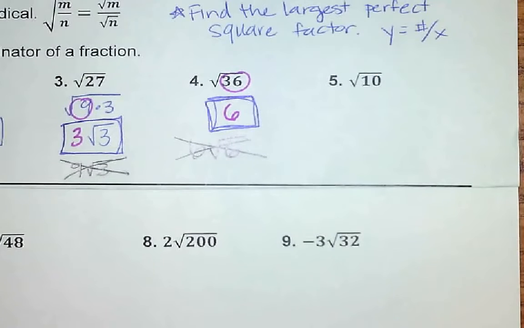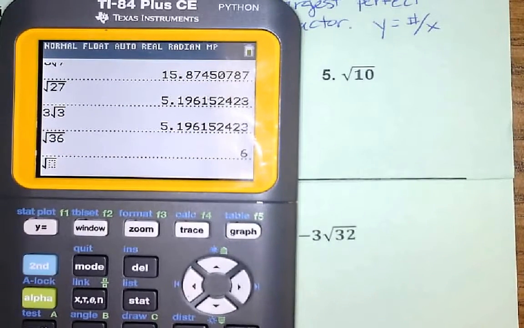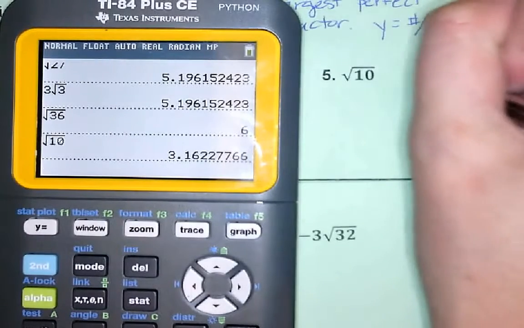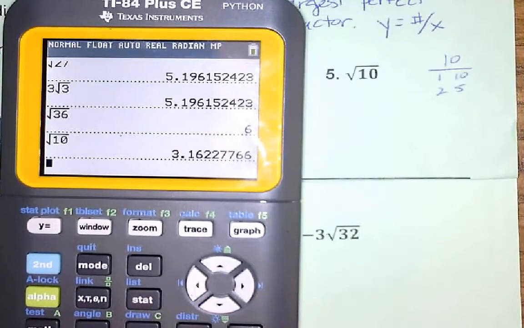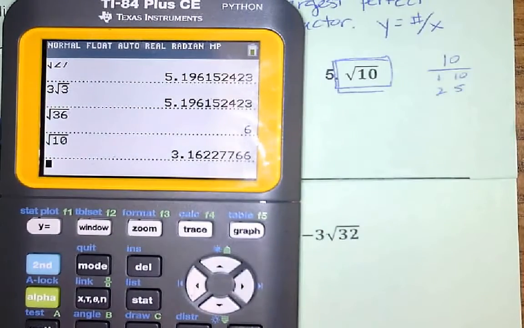Awesome. Now we're going to look at the square root of 10. So guys, this one is interesting. Okay, when we type in the square root of 10, does it give us a nice clean answer? It does not. It gives us 3.16227766, right? Okay, but guys, does 10 have any factors that are perfect squares? 10 only has 1 and 10 and 2 and 5. Neither of those are perfect squares. So guys, this one is actually already simplified.